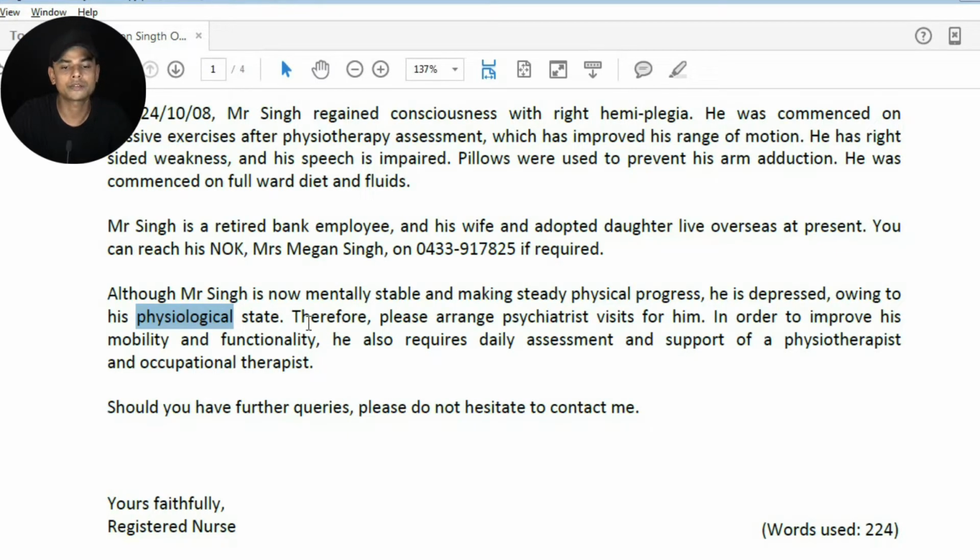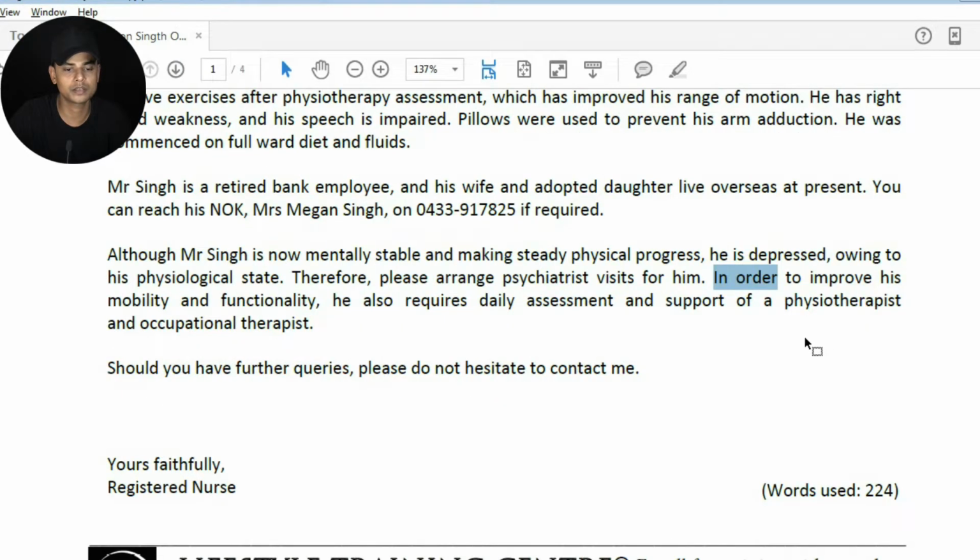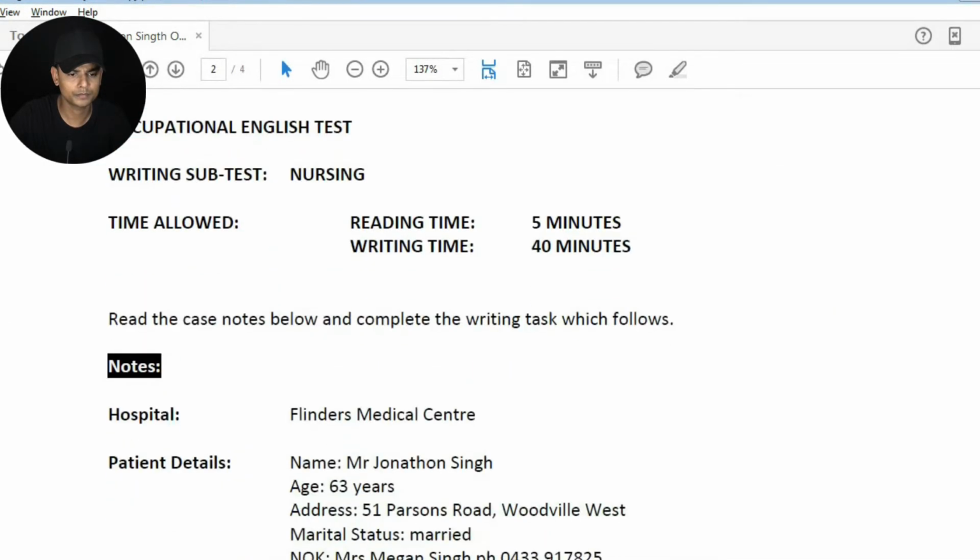Therefore, please arrange psychiatrist visit for him. So that makes sense. Secondly, in order to improve his mobility and functionality, he also requires daily assessment and support from physiotherapist and occupational therapist. So that's all. Let's go to the letter. Did we miss anything here?